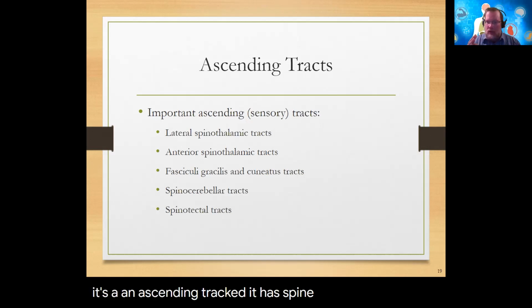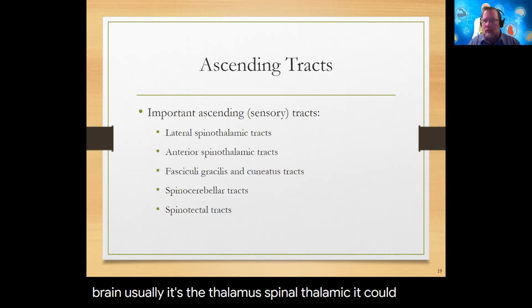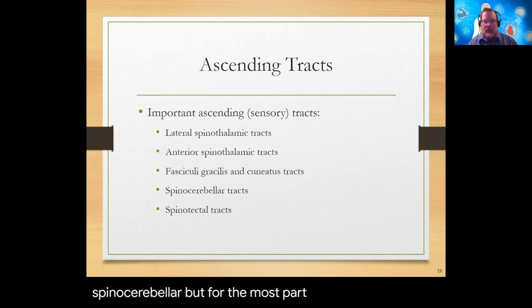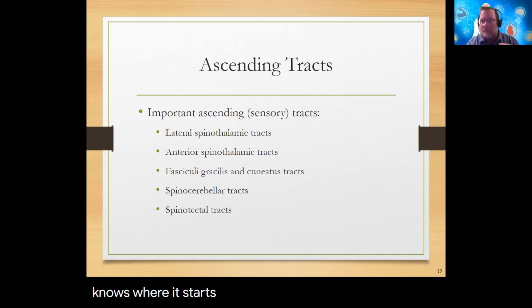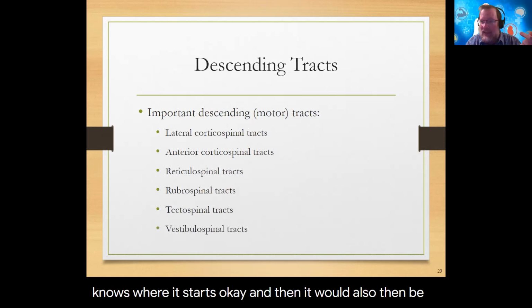It has spino and then some part of the brain. Usually it's the thalamus, spinothalamic. It could be spinocerebellar. But for the most part, if you see a spino-something tract, it's an ascending tract because spino is where it starts. And then it would also be sensory.